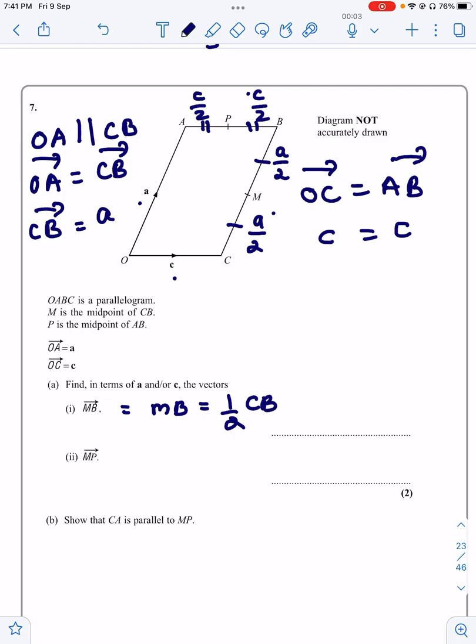So MB will be equal to A upon 2. Never forget to write the arrows.